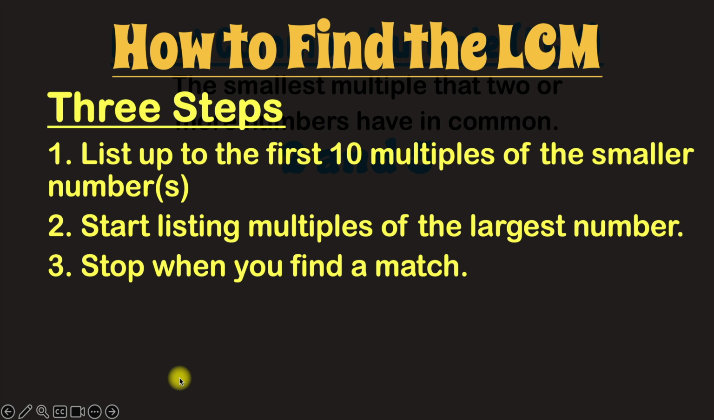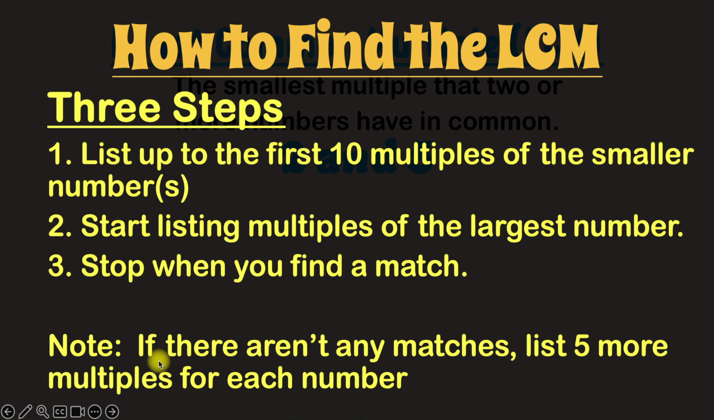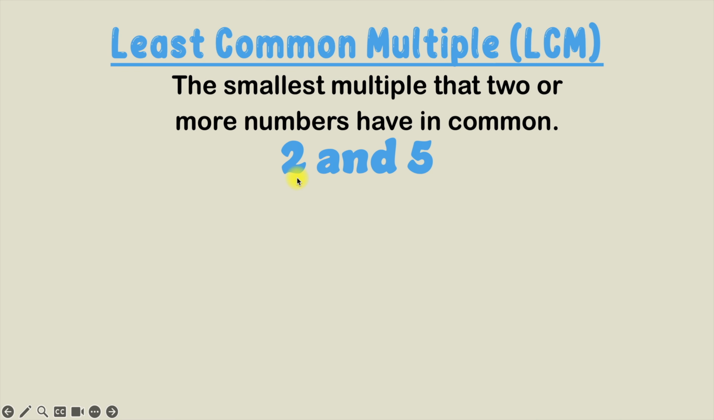And just a brief note, if you ever have a situation where you haven't found any matching multiples, list 5 more multiples for each of the numbers you're talking about. So let's get back to our example. So we're trying to find the multiples of 2 and 5.